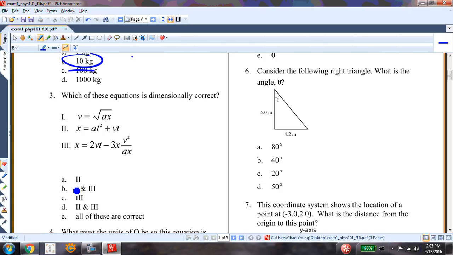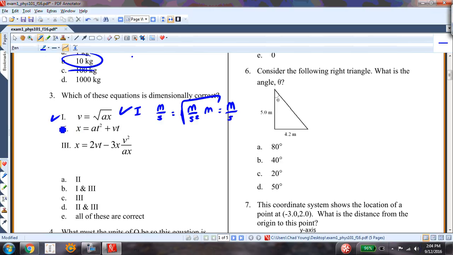Which of these equations is dimensionally correct? Okay, so let's do one first. Meters per second on the left. Then I have meters per second squared, meters, doing the square root of all of this. That becomes the square root of meters squared per second squared, which is meters per second. So one checks out. But notice that's not an option, so some of these others must also be.